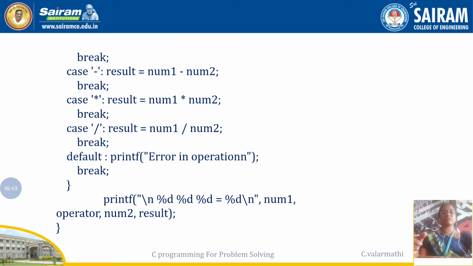At last, if anything is not matched, that will come into the category of the default case. In the default, we need to print or state something. Using a printf statement, error in operation, like that we give a default message. At last, the switch case is over. We need to display our outputs using a printf statement. First I need to show the inputs along with the output. So %d is for number 1, one more %d is for number 2, and after the equal symbol, one more %d is there, for displaying the result. Like that I am going to display the results.